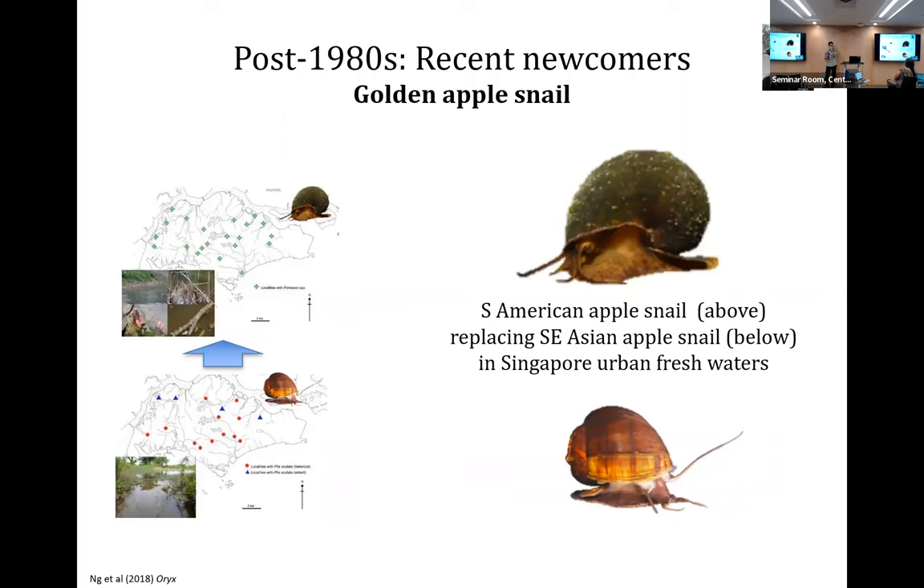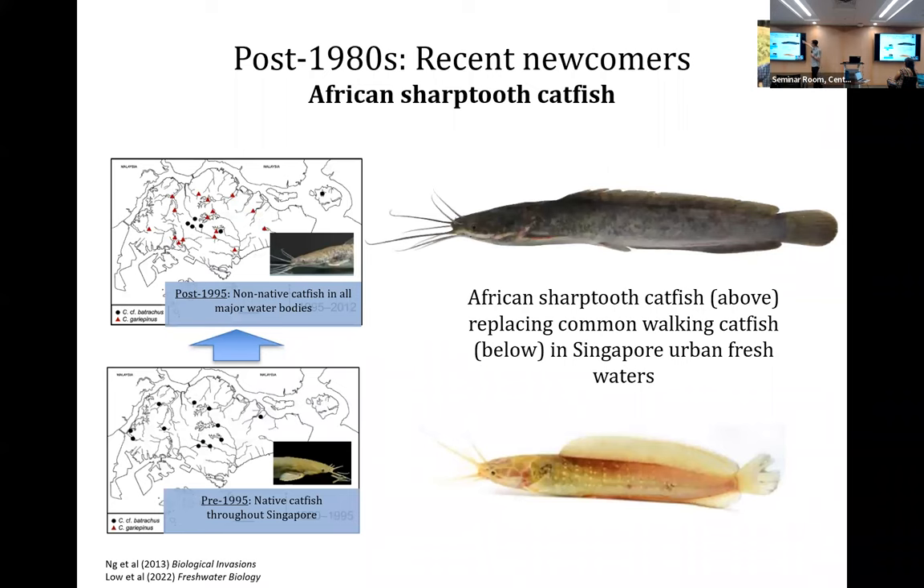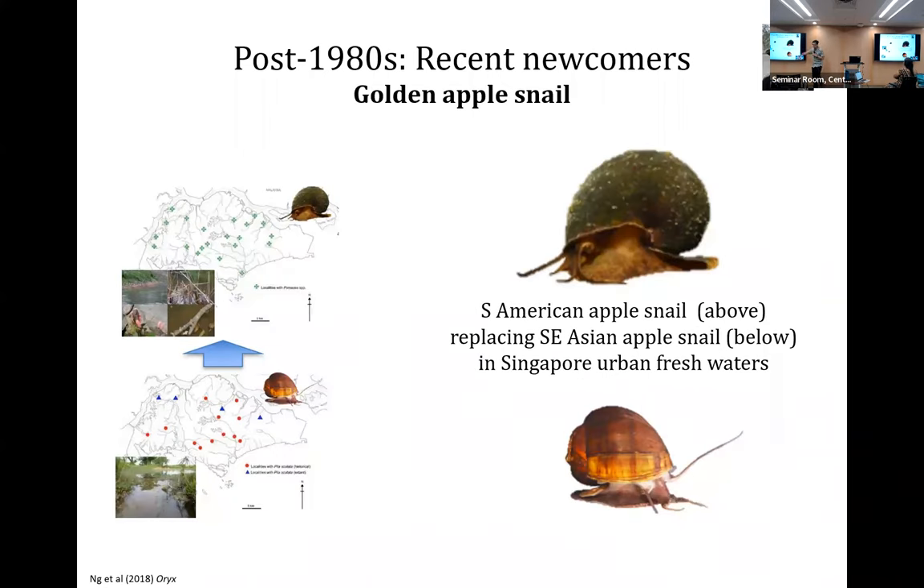The golden apple snail is another one of those famous invasive species. We have a local version of the apple snail, which is a Southeast Asian native species. A similar pattern, I won't go into too much detail, but the same thing happened where it once used to be in the urban freshwaters, and is now largely replaced by the South American species. Previously that was work done by BUA, one of our former PhD students, and Ting Wei, now a lecturer in Sabah. So this was her work, when she was a PhD student.